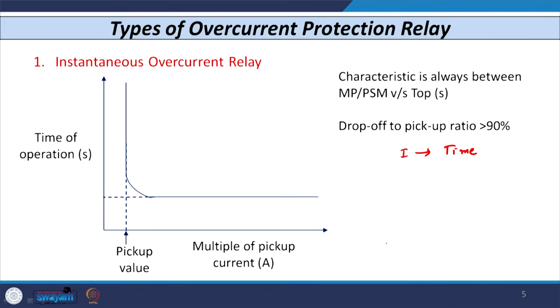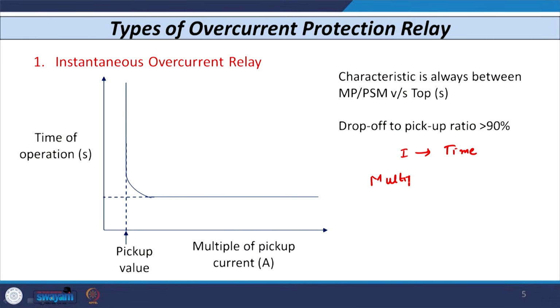The reason is, if I consider the characteristic of current versus time, then for different values of current I have different operating times. These are called fault currents, because they are greater than the full load current and are several times the full load current. So if I draw the characteristic in terms of current, it is very difficult for the user as well as the manufacturer to provide such characteristics. That is why such a characteristic is always given in terms of multiple of pickup current.